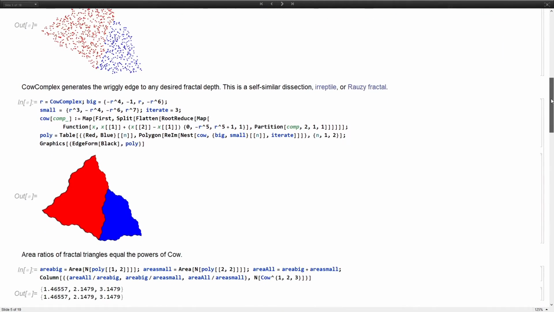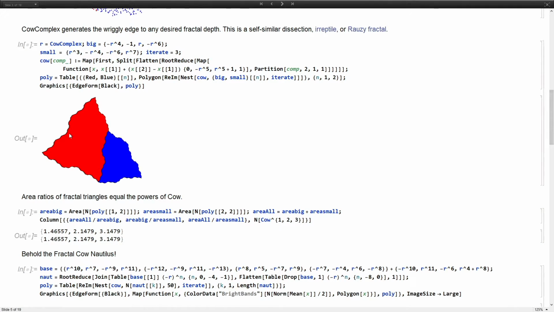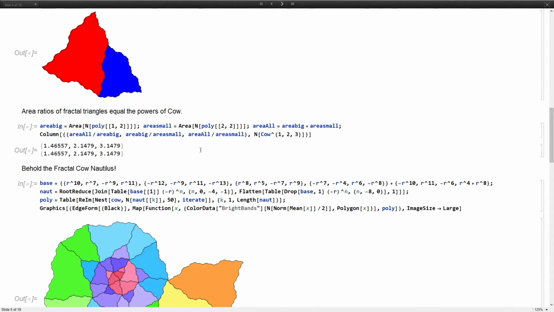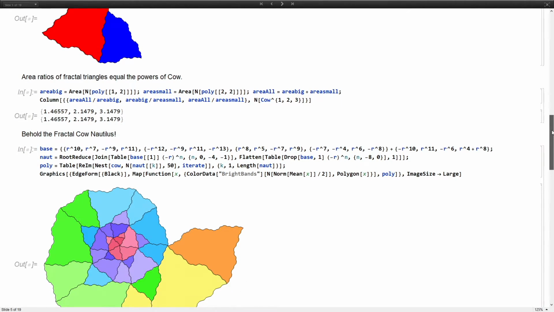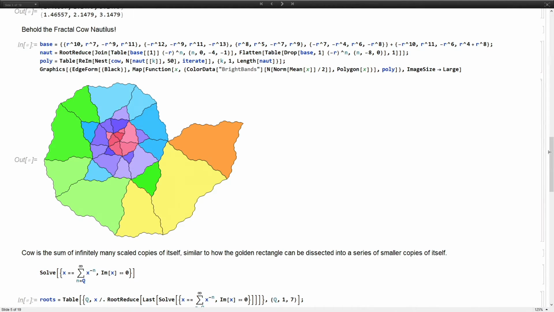Well, it turns out you can directly build these fractal triangles. So we've got the whole thing, and we've got 2 subcopies, which are identical to the original fractal triangle. And if you look at the area ratios, these are them here, they turn out to be exactly powers of cow for their area ratios. And these are really weird tiling objects. Here's how to build a nautilus with fractal cow triangles, which is something I managed to come up with that had never been seen before.